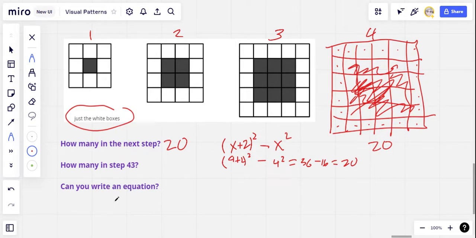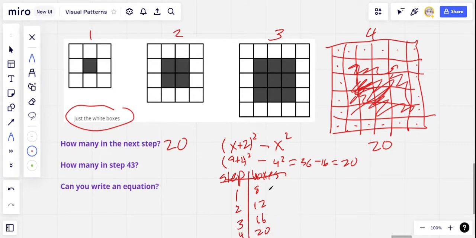I'm not going to write it down as our equation yet because I'm not sure this is the simplest equation there can be. And to determine that, I want to actually make a chart here for the step numbers and the number of white boxes. So in step 1, that's 6, 7, 8. So 8 boxes in step 1. In step 2, 4 and 4 is 8, 9, 10, 11, 12. In step 3, 5 and 5 plus 3 and 3 is 16. And in step number 4, we determined we have 20.